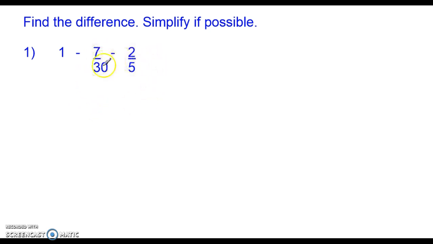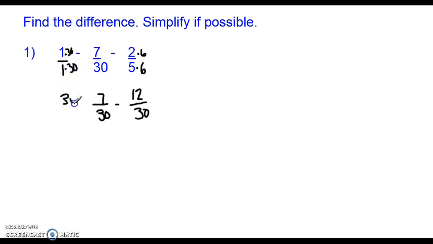So we have to find a common denominator. Well, I know I can write the whole number 1 as 1 over 1. So the first thing I'm going to do is write it as a fraction. And then I need to find a common denominator between 5, 30, and 1. So for 2/5, I can multiply by 6 over 6, and that would give me 12/30. 7/30 would stay the same because it already has a denominator of 30. And then 1 over 1, I'd multiply the numerator and the denominator both by 30, giving me 30 over 30.